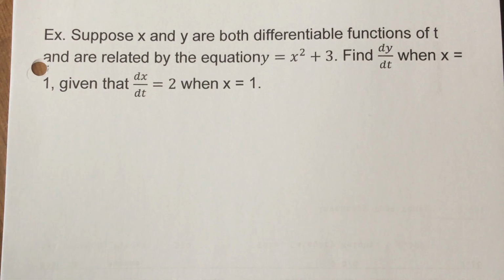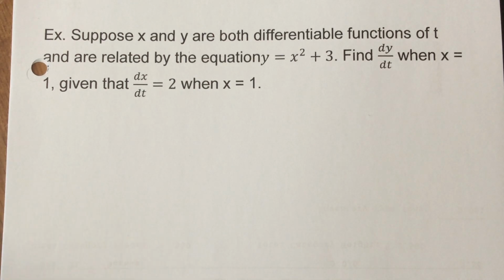So suppose x and y are differentiable functions of t and are related by the equation y equals x squared plus 3. Find dy dt when x is 1, given that dx dt is 2 when x is 1.